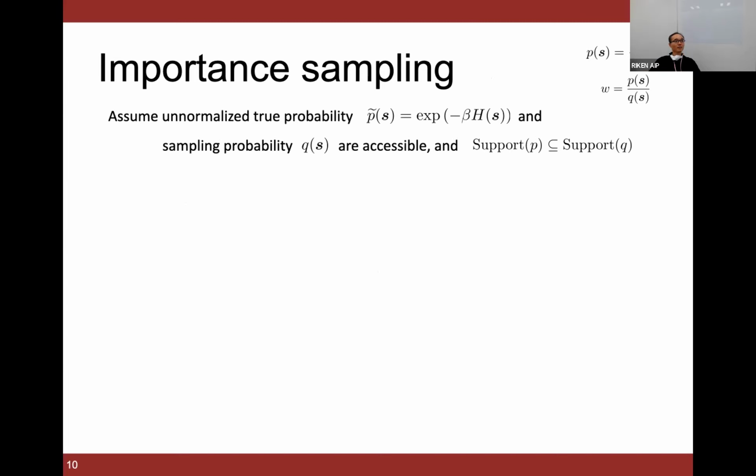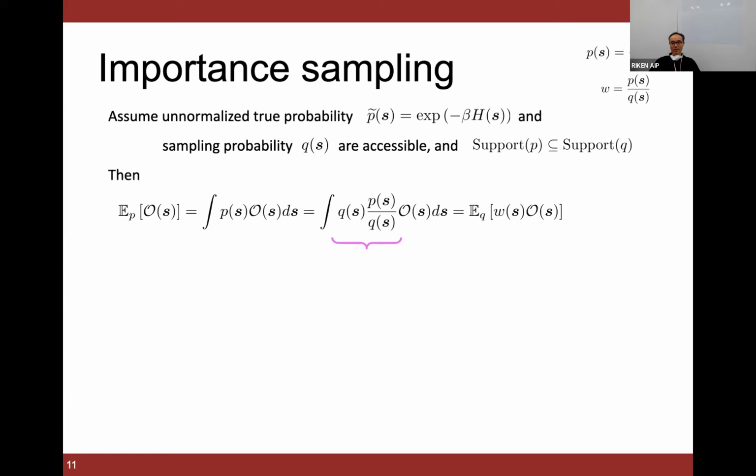So assume that we are given an unnormalized true probability, which is expressed as a Boltzmann distribution. And we also assume that the sampling probability is accessible. So given S, we can compute Q of S. And also we assume that the support of the model Q covers the support of the Boltzmann distribution P.